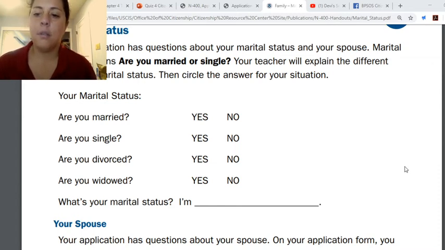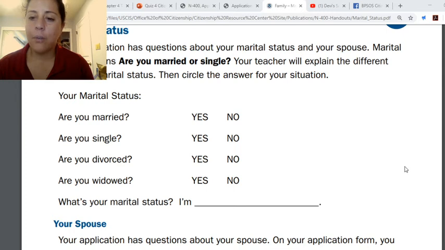Yes. Okay. Are you single? No. Are you divorced? No. Divorced means legally separated, legally signed paperwork, no longer together by law, okay? Are you widowed? No. Widowed means, did your husband or wife pass away? Did your current spouse pass away? Yes or no, okay? So now you can answer, what is your marital status?